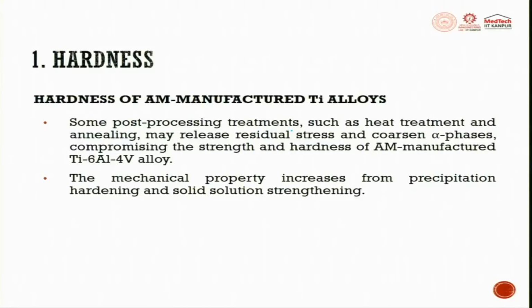Some post processing treatments such as heat treatment and annealing may release residual stresses and coarsen the alpha phase. The moment the alpha phase coarsens, the hardness decreases, compromising the strength and hardness of the additive manufactured part. Mechanical properties increase from precipitation hardening and solid solution strengthening. These two are mechanical property enhancing techniques. In precipitation hardening, you get precipitates of carbon which get fixed all around the boundary. Solid solution strengthening is another way to change the mechanical properties.